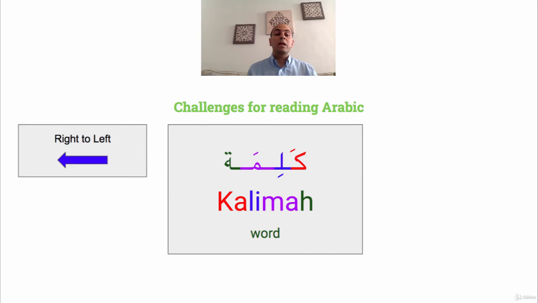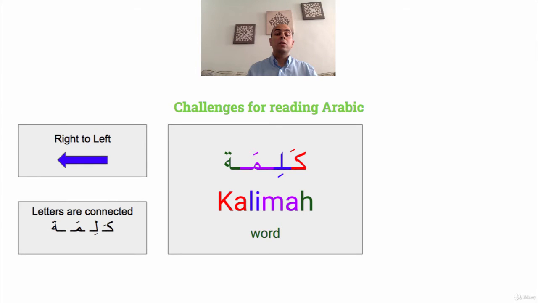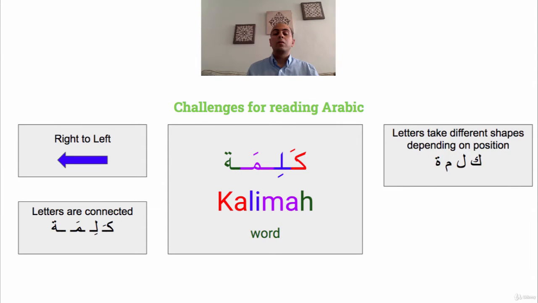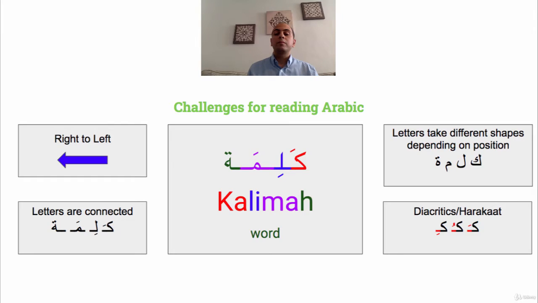One of them is that Arabic is written from right to left, unlike most other scripts. The other issue is that the letters are connected to each other. They're like cursive, so it's difficult to tell them apart. The third challenge is that letters take different shapes depending on their position, if they're in the beginning of the word or in the middle or the end of the word.